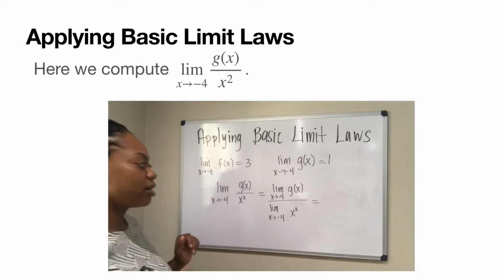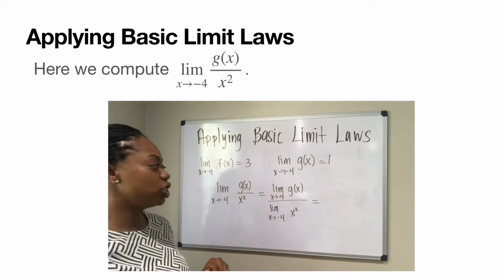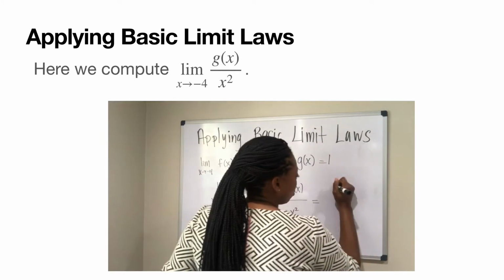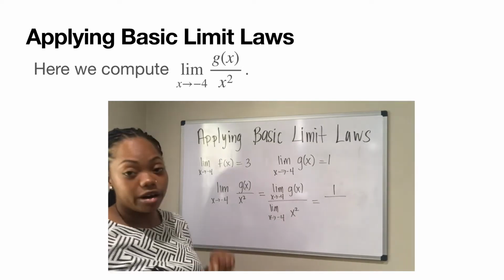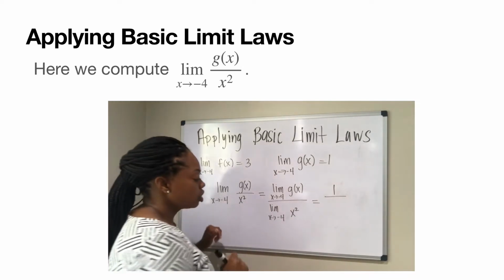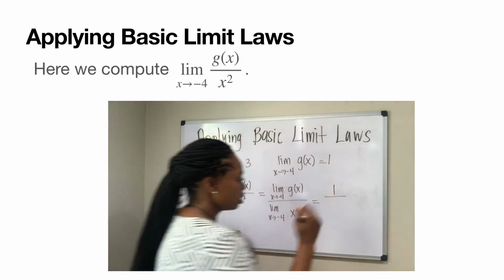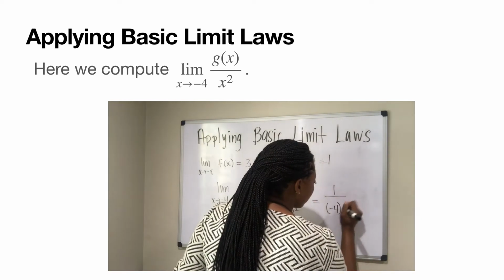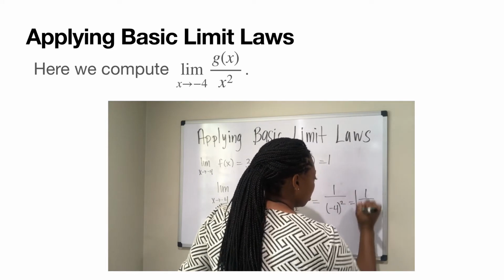Okay, and then now the next step, because we know the limit as x approaches -4 of g of x is 1, we have 1 in our numerator. And in our denominator, we can just evaluate our function at -4. So we have the limit as x approaches -4 of the function x squared is going to be -4 squared, which gives us a final answer of 1 over 16.